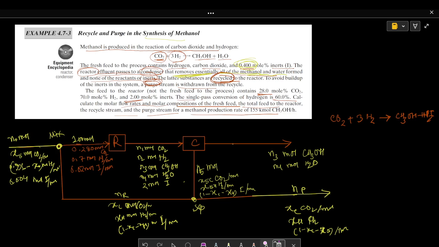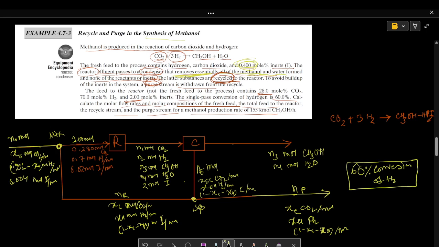We also have extra information, which is the 60% conversion of hydrogen. There is a 60% conversion of hydrogen given, which is extra information given in the question. So first of all, we have to analyze the degrees of freedom.